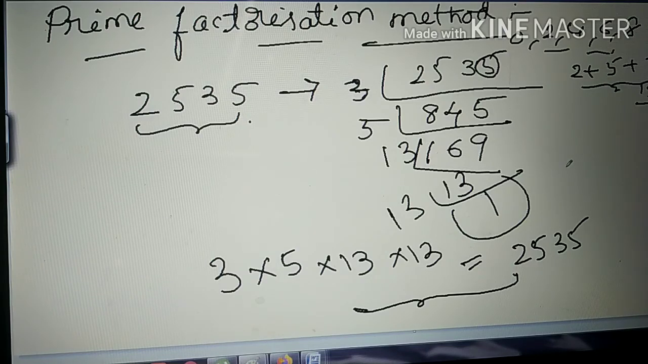You have to continue this process, successive division of the given number. Now we have to write all the factors with the multiplication symbol. If you observe these factors, these are all prime numbers only. So this is the multiplication of prime factors. We are writing the given number in terms of prime factors, as a product of primes. This method will be called the prime factorization method.